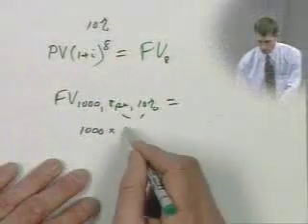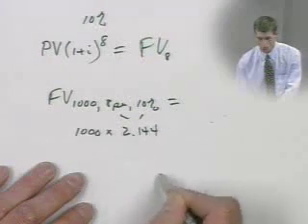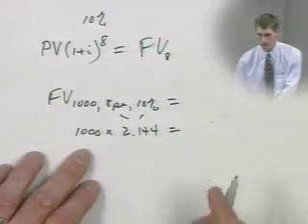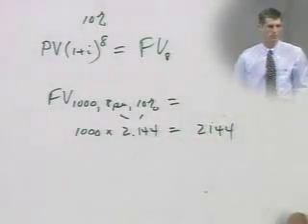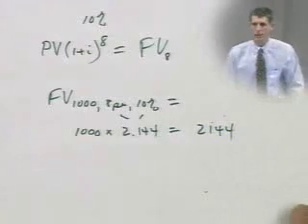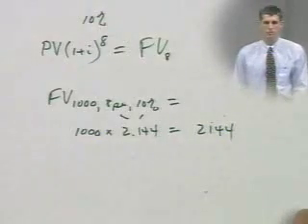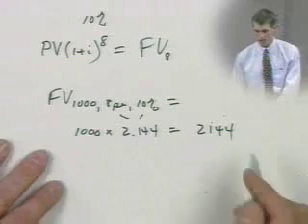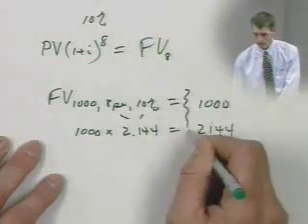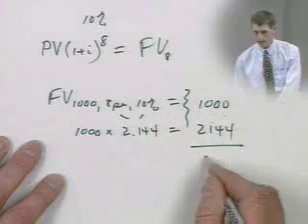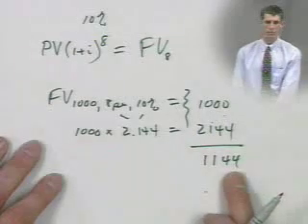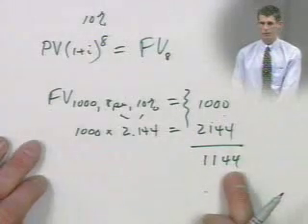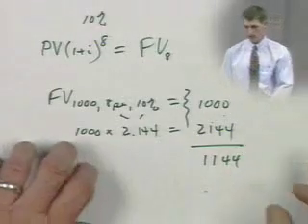So 8 periods, 10%, 2.144. That tells us that the future value is equal to what? 2,144. Does that make sense, everybody? How much interest have you earned over the life of this asset? Well, we started out with 1,000, right? Ended up with 2,144, and so the increase is 1,144. That would be the amount of interest revenue we would have earned over the life of owning that particular asset. Does that make sense, everybody? Okay.